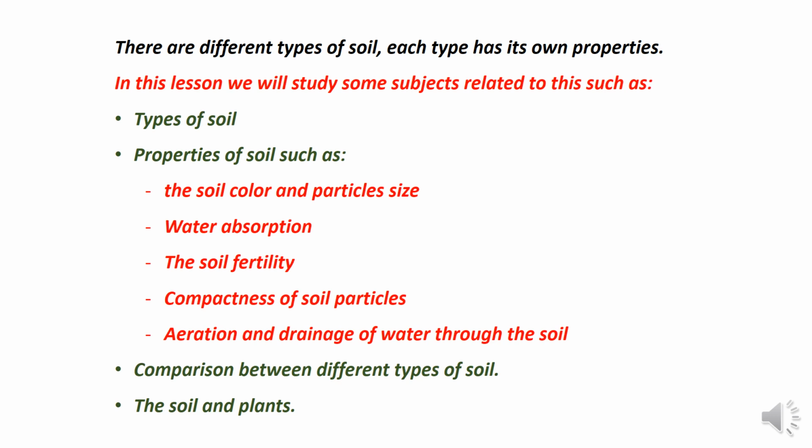Types of soil, properties of soil such as the soil color and particle size, water absorption, the soil fertility, compactness of soil particles, aeration and drainage of water through the soil, comparison between different types of soil, the soil and plants.